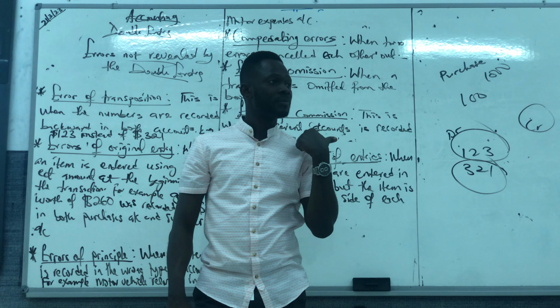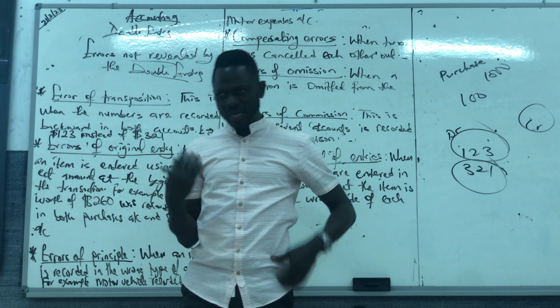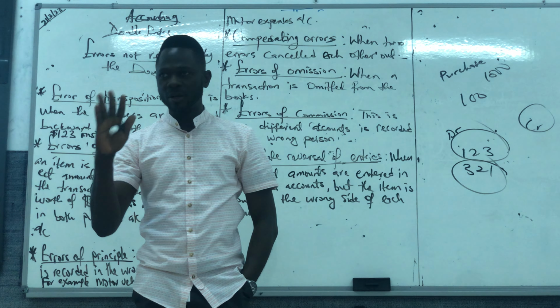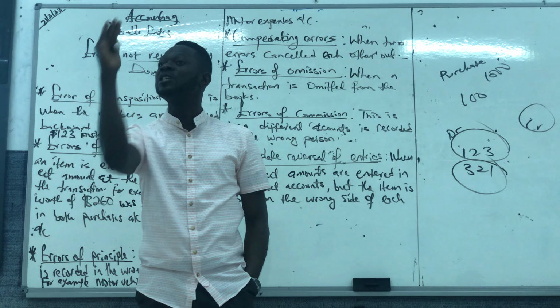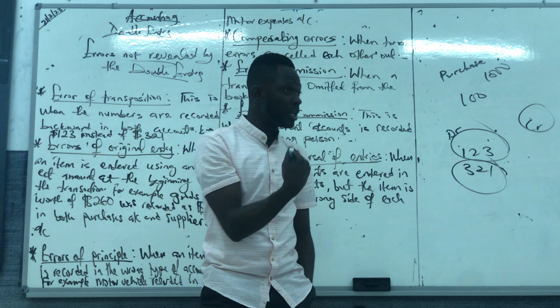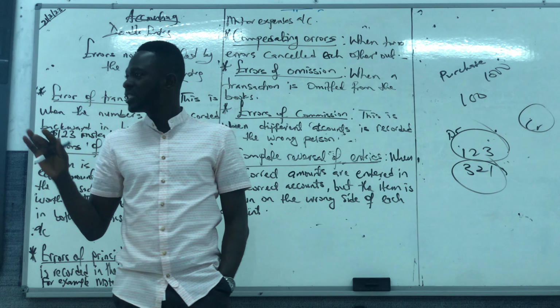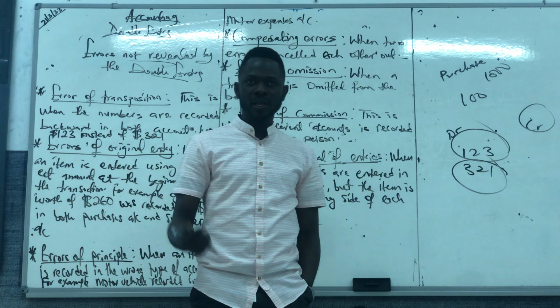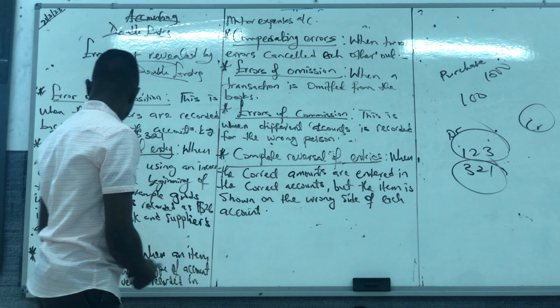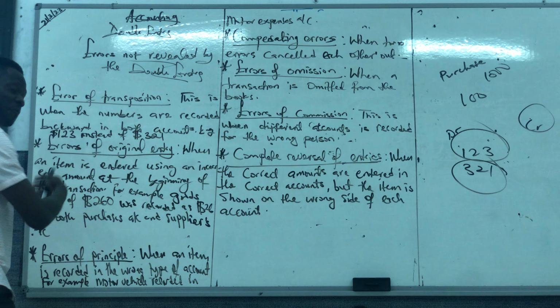But it still won't affect it. It will not affect anything. Do you get it now? You purchased on credit for 1,000. You recorded 100 in your journal. From your purchases journal, when you're preparing your purchases ledger, you still record 100. It doesn't affect your double entry. Clear? The third one, errors of principle.